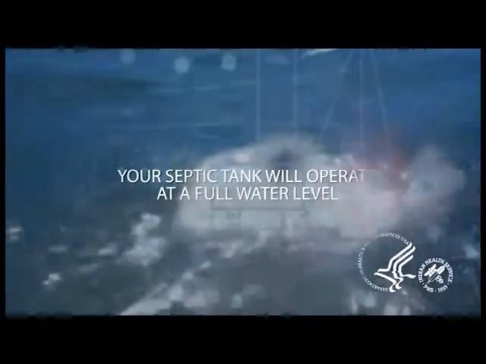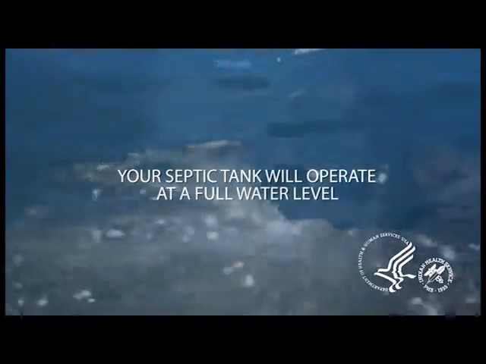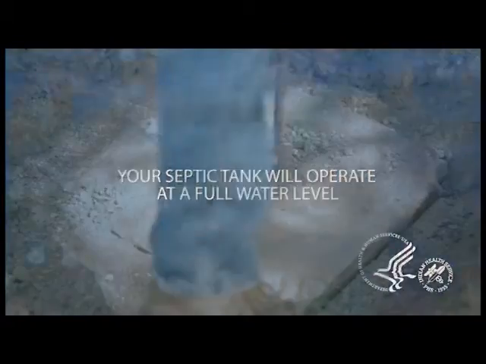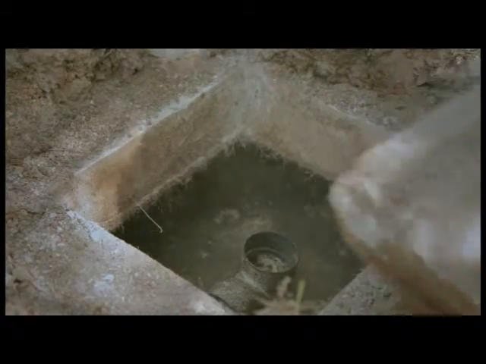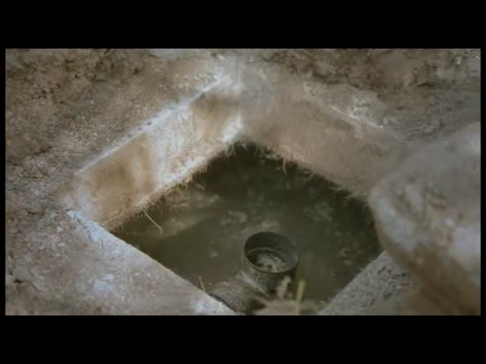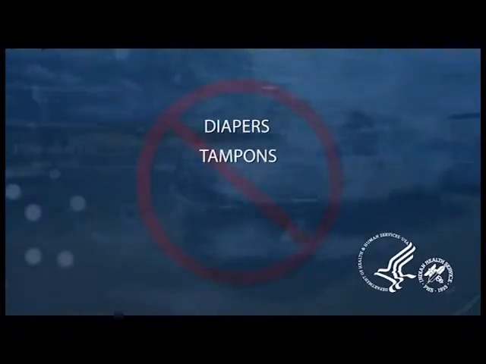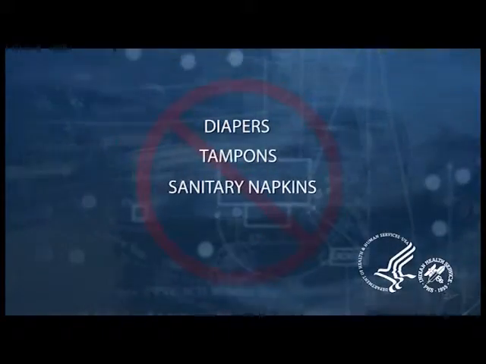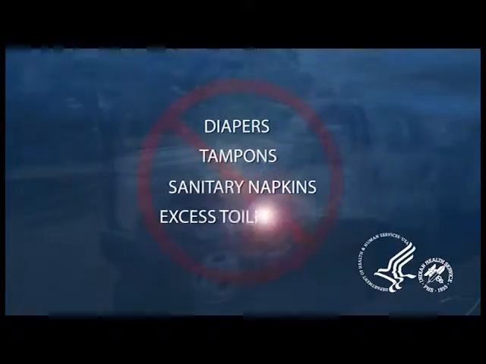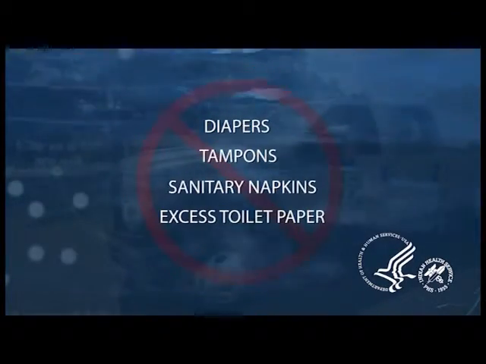Do note, the septic tank normally operates at a full level of liquid. Flammable sewer gases are formed in the septic tank, and they will be present when the cover to the tank is opened. To keep your sludge layer to a lower level and to ensure proper operation of your septic tank, you should not flush diapers, tampons, and sanitary napkins down the toilet. Also, avoid flushing excess quantities of paper.